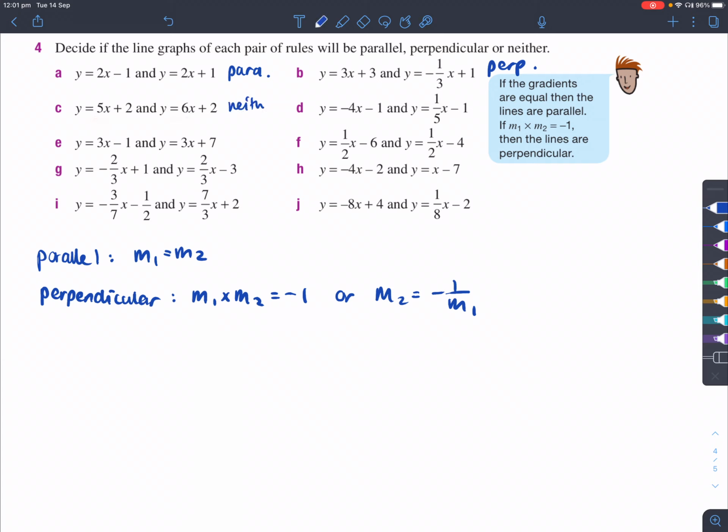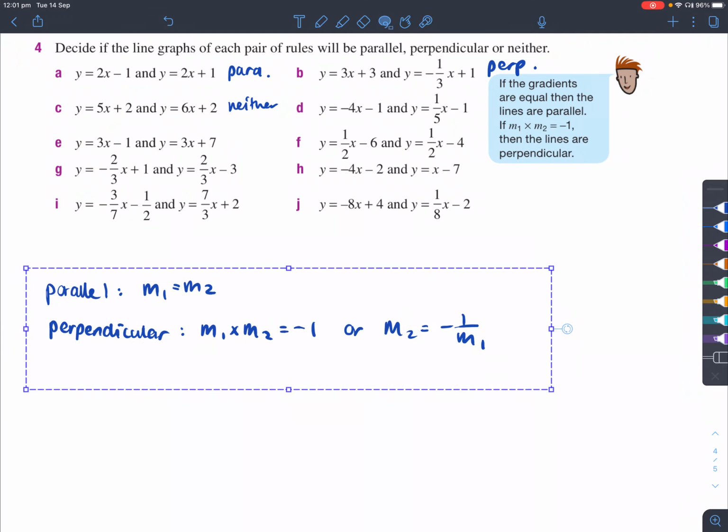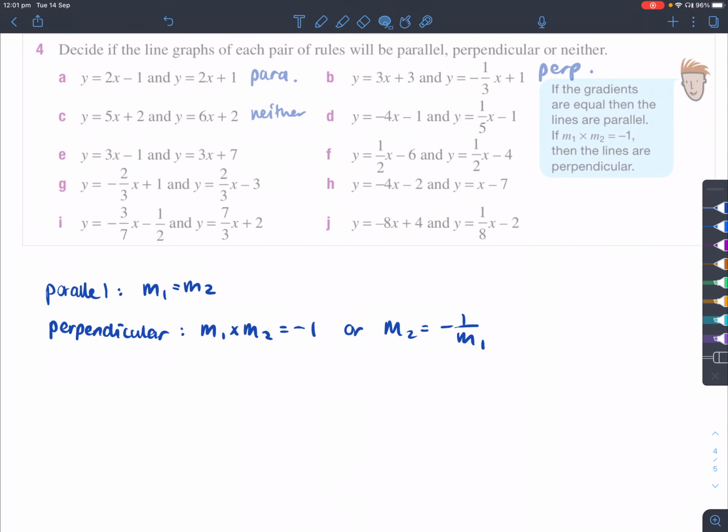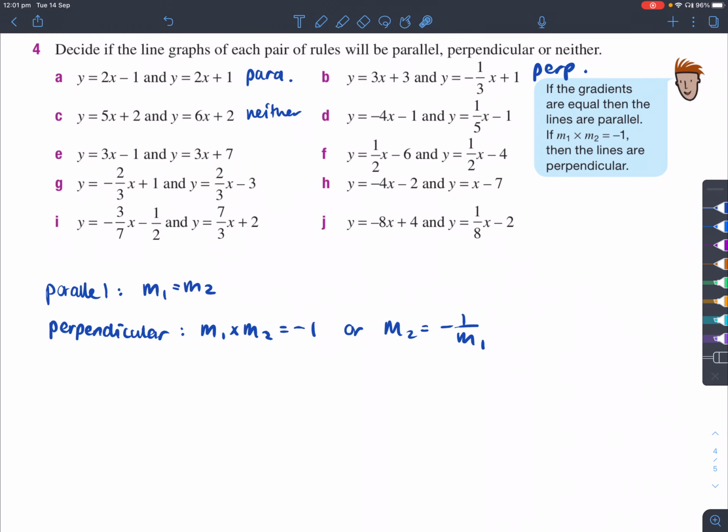So we say neither. Then for D, let me just make this a little bit bigger. For part D, the gradient is -4 and 1/5. They are not the same. And let's see what they multiply to give you. -4 times 1/5 gives you -4/5. That is not -1. So what that means is that it's neither perpendicular or parallel.